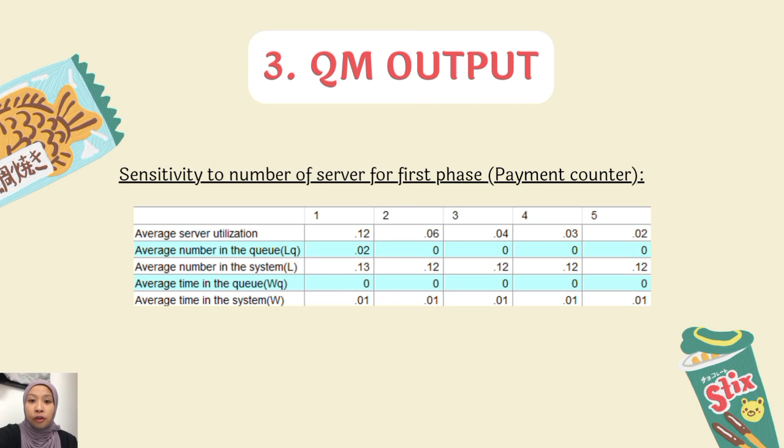The average number of customers in the system, L, stabilized at 0.12 regardless of the number of servers, showing consistent service efficiency. In terms of time, the average waiting time in the queue, WQ, and the average time in the system, W, also remain minimal, staying at 0 or 0.01 minutes across different server setups.